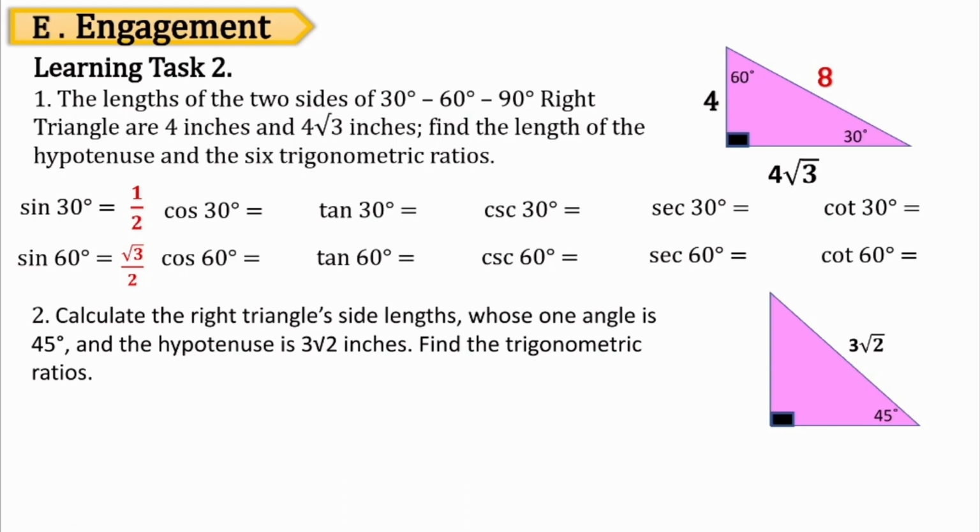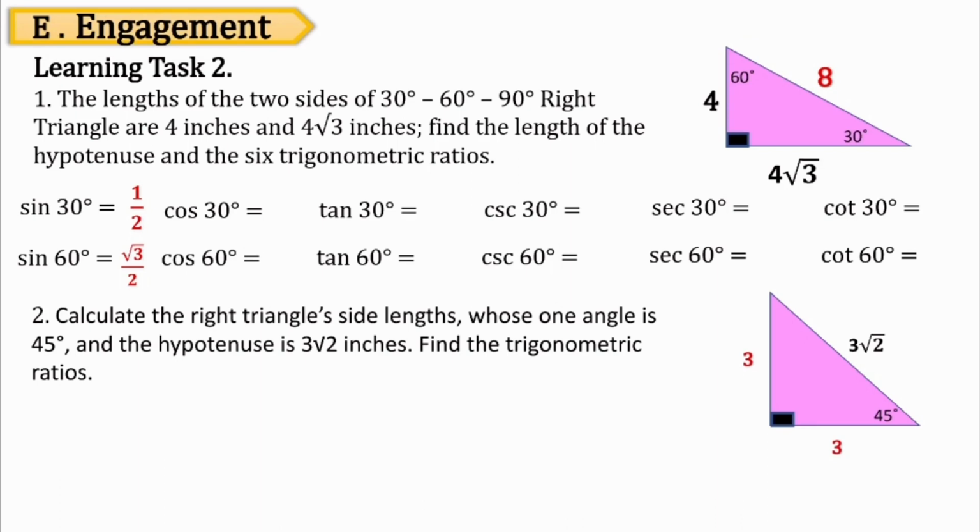Paano po yun i-compute? So, simple lang class, kung ang hypotenuse ay square root of 2 times the leg, i-reverse lang natin ang process. Ibig sabihin class, leg is equal to hypotenuse divided by square root of 2. So, i-divide lang natin class yung hypotenuse sa square root of 2. And 3 square root of 2 over square root of 2 is equal to 3. So, yung leg natin dito class is 3.